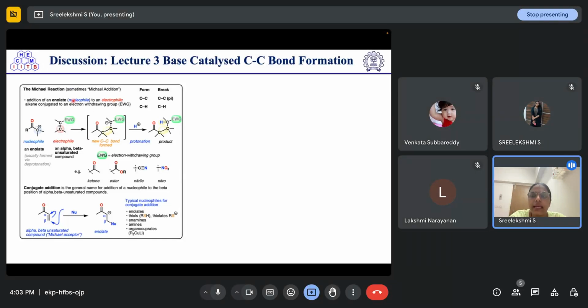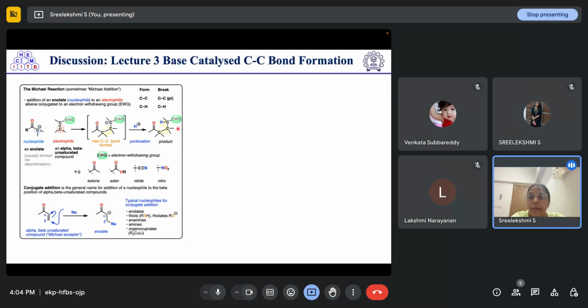Okay, so in Michael reaction, what is actually happening is a carbonyl compound having an alpha hydrogen. So an enolate is generated, and this enolate will act as a nucleophile, and it is attacking the alpha beta unsaturated carbonyl compounds, that is acting as the electrophile. So this type of reaction is known as Michael reaction. So there, this enolate we call a Michael donor, and this alpha beta unsaturated carbonyl compound we call usually a Michael acceptor. So this is the reaction between a Michael donor and Michael acceptor.